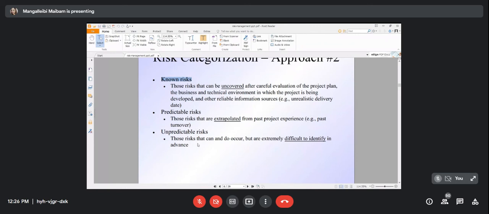And the last one is unpredictable. Unpredictable means we cannot predict anything. Even if you use some historical data, even if you depend on some past experience, you cannot predict anything from the data you have. These kinds of risks are termed as unpredictable risk. Here also you can see those risks that can and do occur but are extremely difficult to identify in advance. So we cannot predict anything. That is unpredictable risk. Okay.